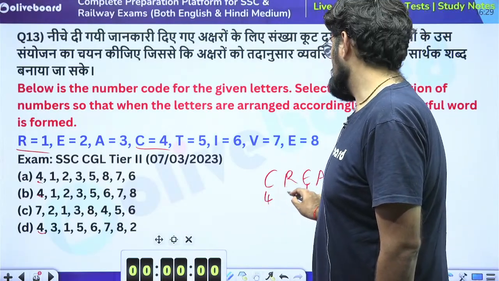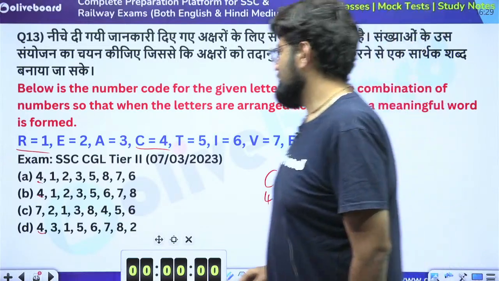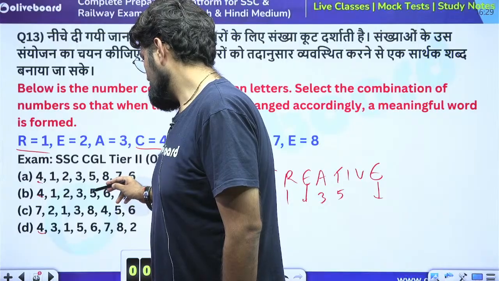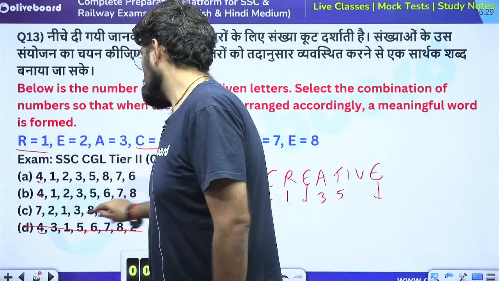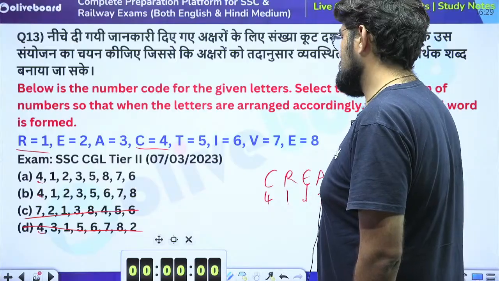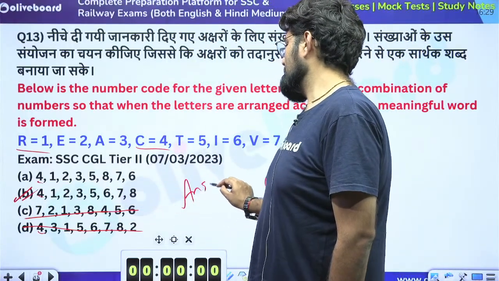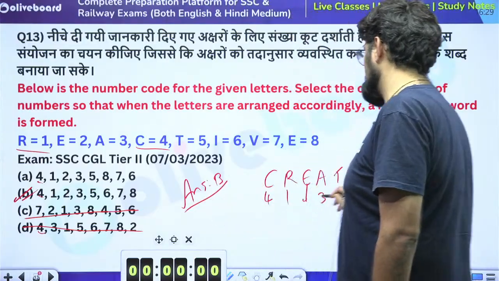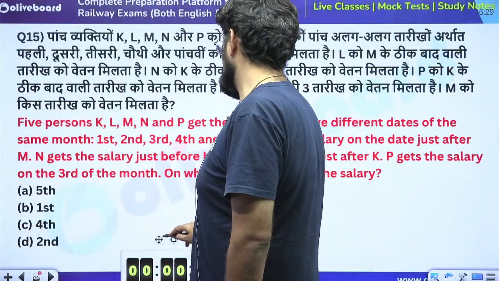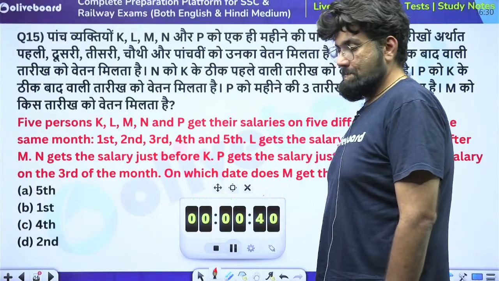So we have 4, R is 1, A is 3 and T is 5. So 4 1 dash 3 5. So this is gone, this is gone. After that we have I is 6. So 5 6. Option B is the right answer. Okay. Don't bother for repeats, because repeats you will get confused. Anything can be placed anywhere. Next.